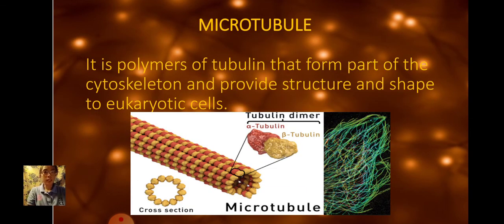Microtubule. These are polymers of tubulin that form part of the cytoskeleton and provide structure and shape to eukaryotic cells. Microtubules are very important in a number of cellular processes. They are involved in maintaining the structure of the cell, and together with microfilaments and intermediate filaments, they form the cytoskeleton.